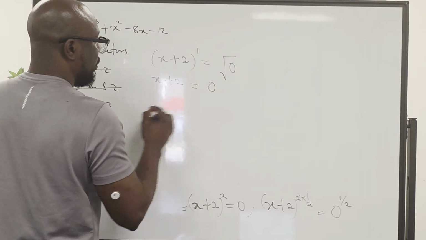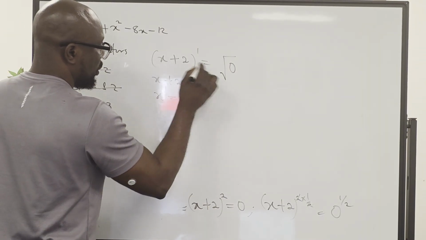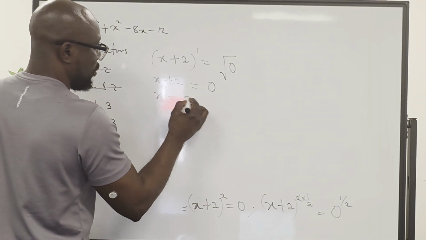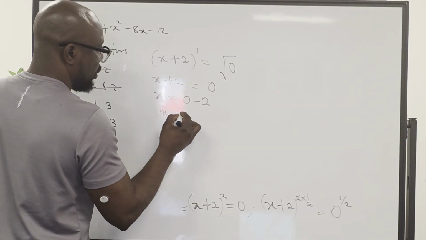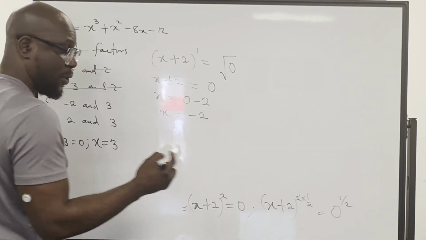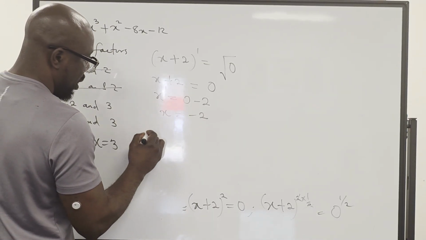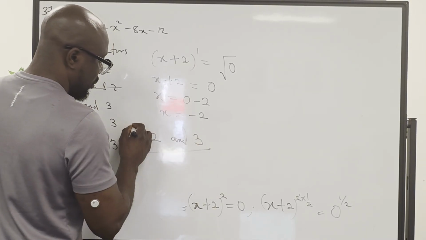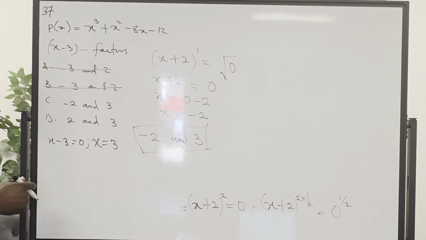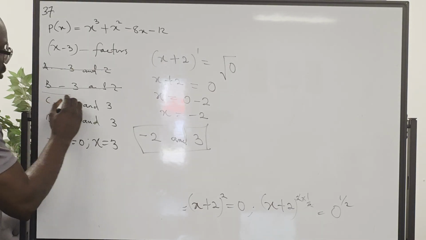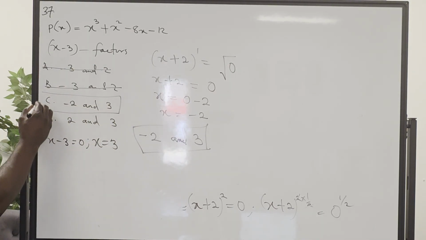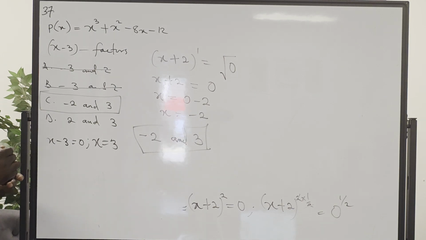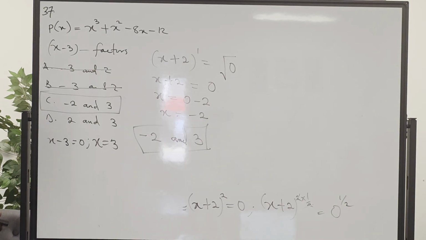So write 0 right here, so that x is equal to, take 2 to the other side, 0 minus 2, and x is equal to -2. So therefore your answer is -2 and 3, which is option C. -2 and 3. That is your answer.